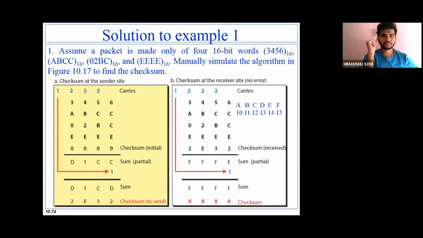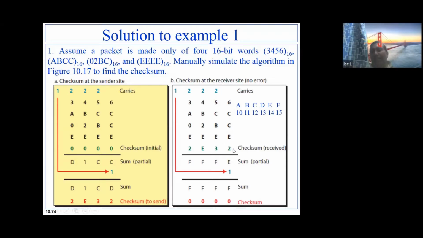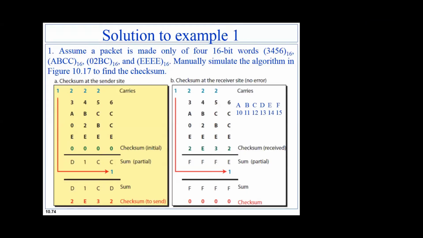Now this 46 divided by 16. How many times does it go? 2 times. That 2 becomes the carry here. And what is the remainder here? 46 minus 32.